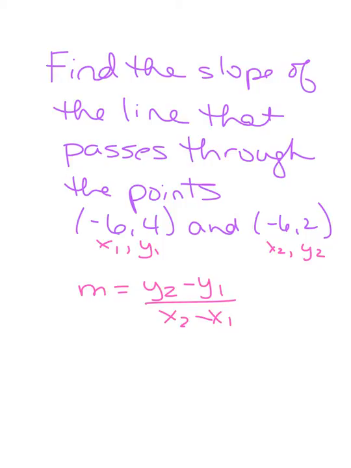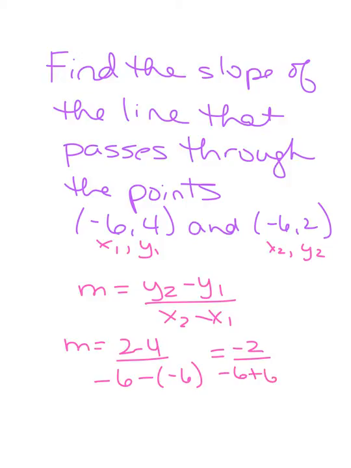So I have the slope is equal to 2 minus 4 over negative 6 minus the negative 6. I clean that up and I get negative 2 over negative 6 plus 6, which is negative 2 over 0. Now I can't have a value over 0, so that has an undefined slope because that number is actually undefined. If you put that in your calculator, it will tell you an error or a divide by 0 error.